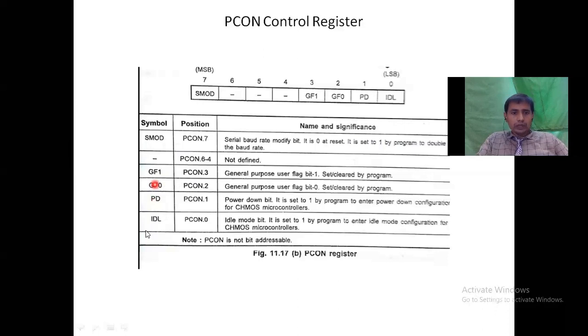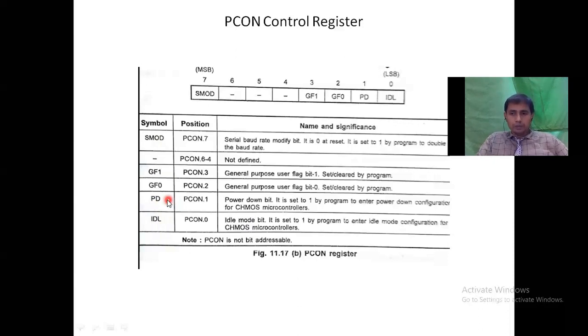Next, IDL. IDL is another mode. It's called the idle mode bit. This is a power down mode bit, idle mode bit. So here also it is set or reset with the help of software. Like that, these bits are set or reset with the help of software. And SMOD is very important. It's the serial mode modify baud rate bit. These two are general purpose flags, flag 1, flag 0, and PD is the power down mode, and the other is the idle mode. Two modes: we can select power down mode or idle mode. And these two are set or reset with the help of software.